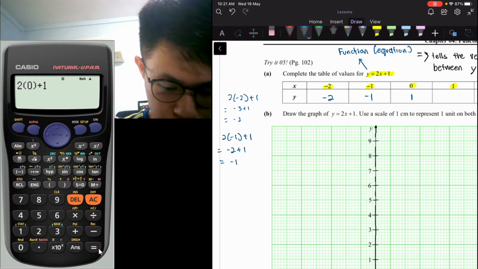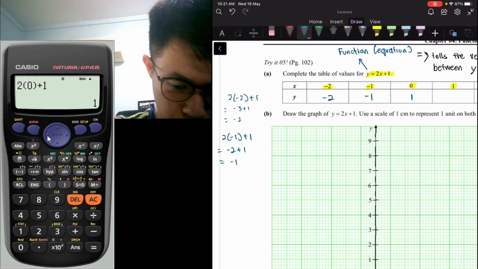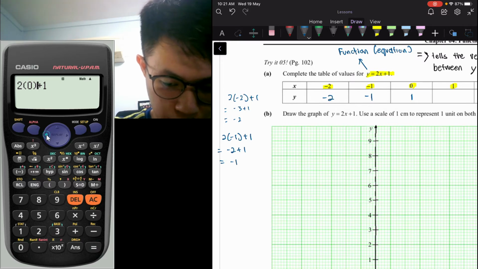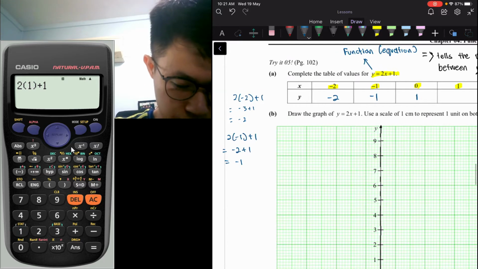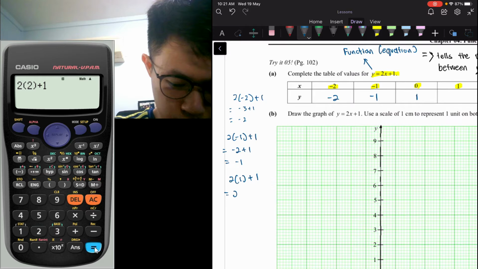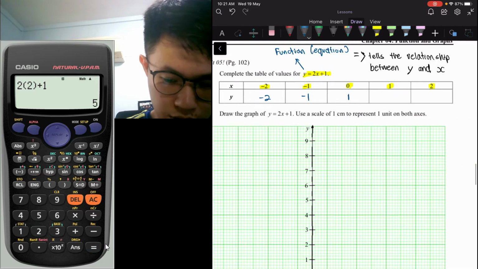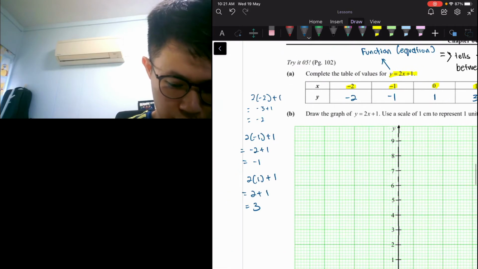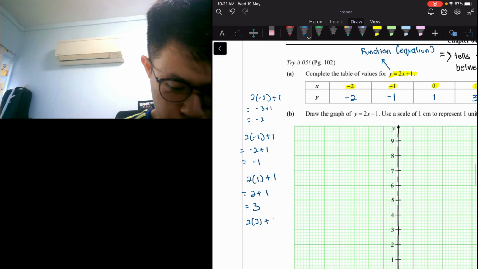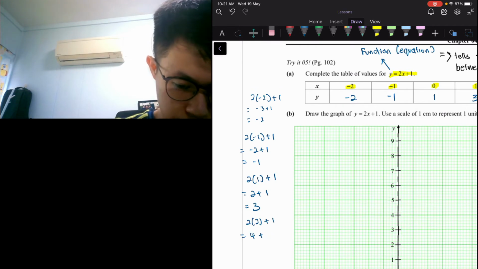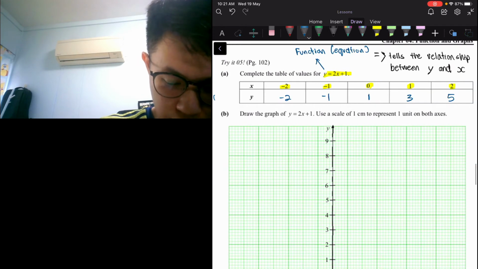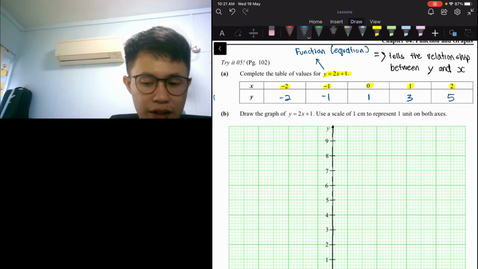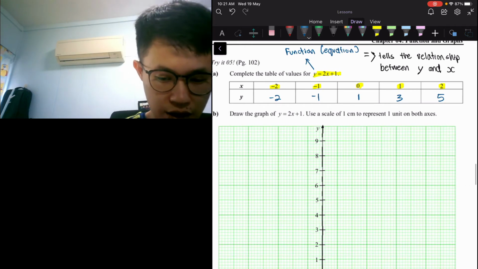Then we have y equals 2x plus 1. Oh, sorry, when x equals 1. So when x equals 1, we have 2 times 1 plus 1. That is 2 plus 1 equals 3. And when x is 2, it's 2 times 2 plus 1, which is 4 plus 1, equals 5. Okay, so there you have it. You have 5 different sets of values.